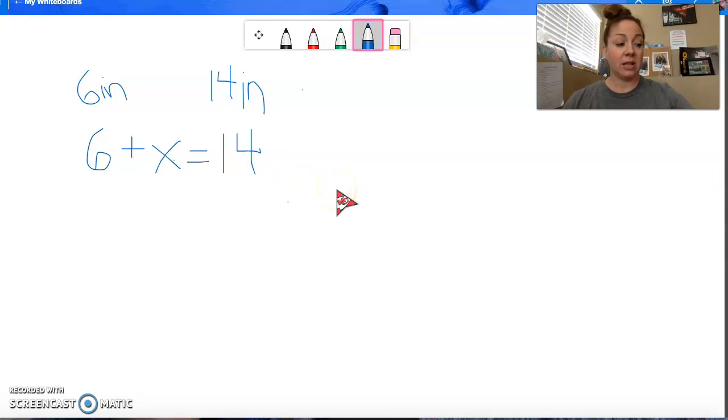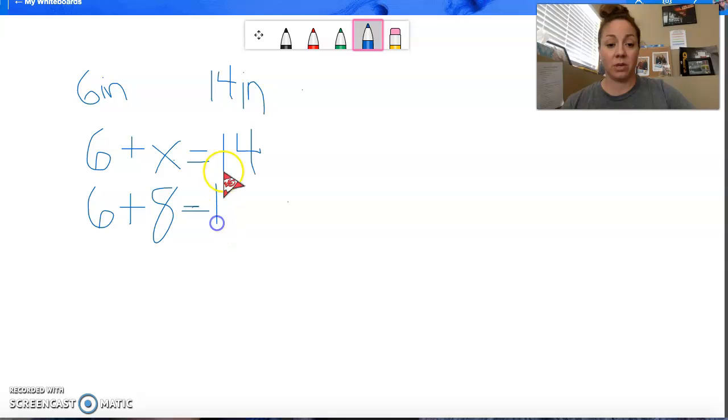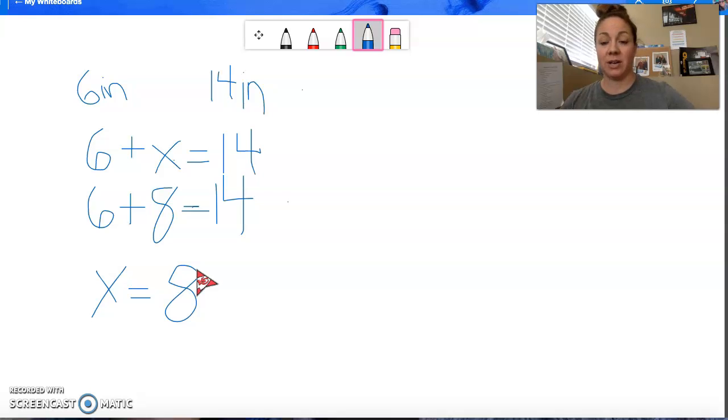Now, kiddos, this one should be kind of a snap to figure out because you guys already know that 6 plus 8 equals 14. That means the value of x would be 8. Make sure you're getting all of this in your notes. Okay? So remember to hit pause and rewind and all that so you get everything in your notes.